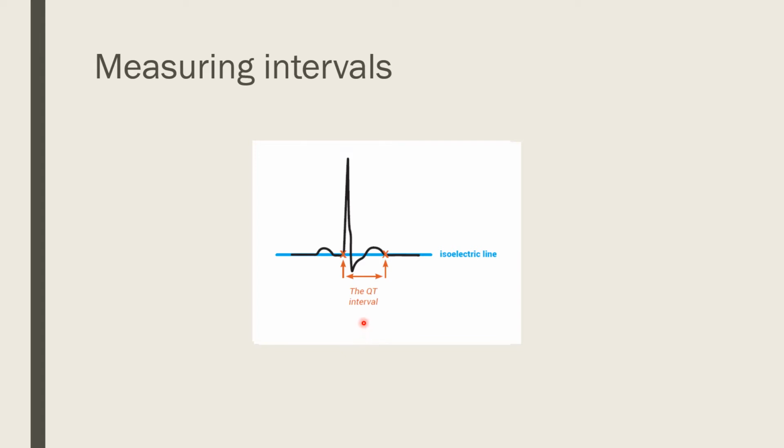Then the QT interval, which is measured from the beginning of the QRS complex to the end of the T wave. From the beginning, not the end, the beginning of the QRS complex to the end of the T wave. This is the QT interval, which represents the beginning of the ventricular depolarization to the end of ventricular repolarization, which is the refractory period.